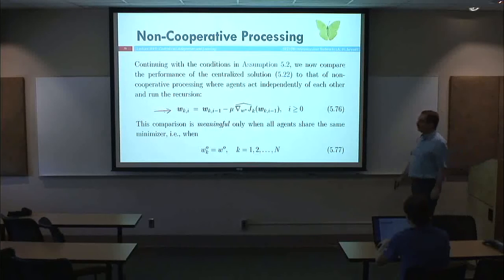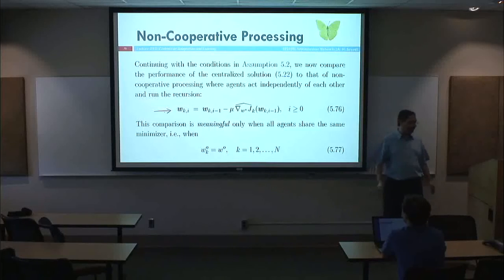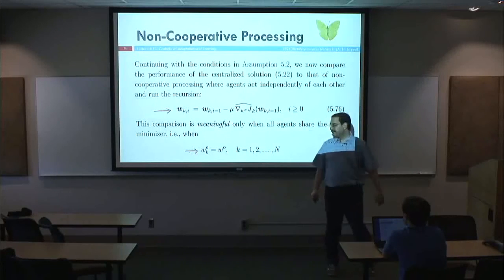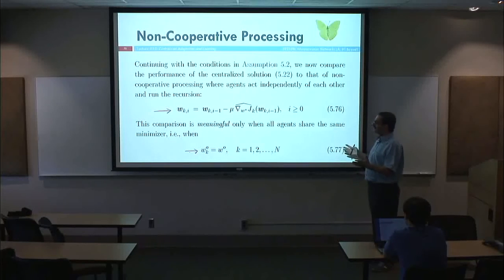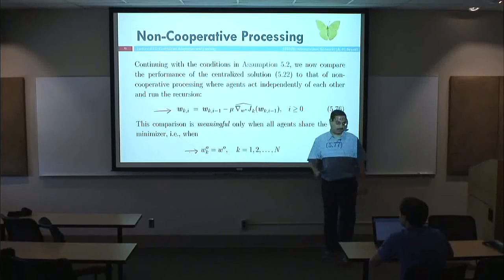So here it is. I again have independent non-cooperative agents, each one of them running a stochastic gradient algorithm, okay? But now, for the comparison to be meaningful, I have to assume that all these individual costs have the same minimum, right? I use this notation w_k^o to indicate the minimum of J_k. For a meaningful comparison, I have to assume that all these agents are working on the same problem, estimating the same omega 0, okay? Very good. So they all have the same minimum, and each one is running its own algorithm.